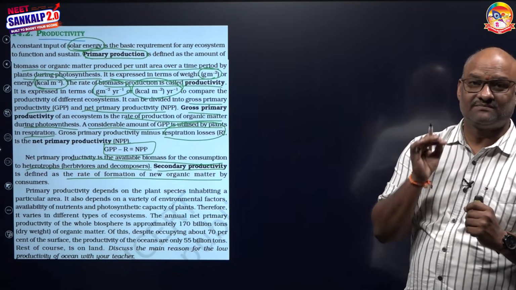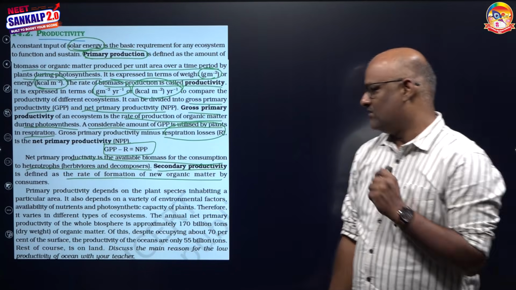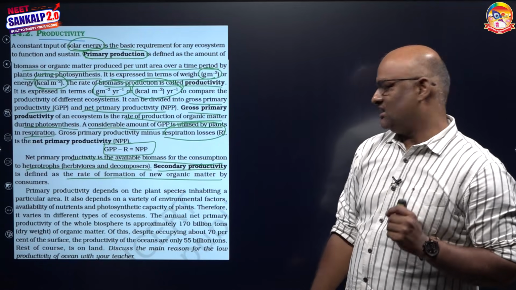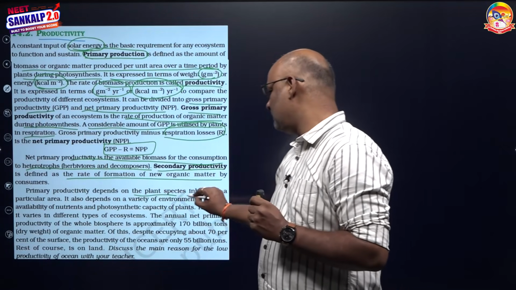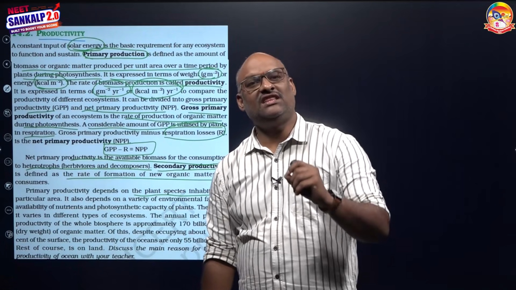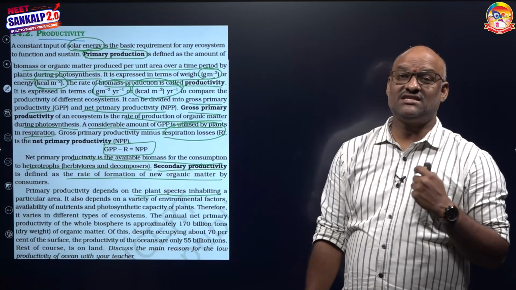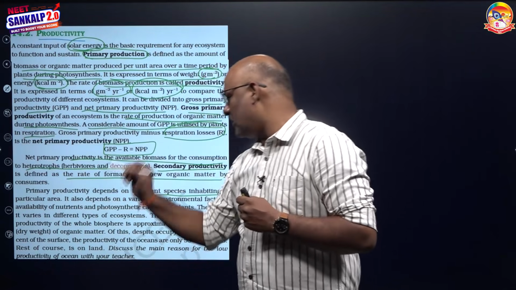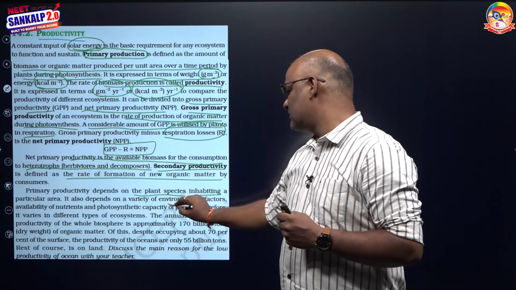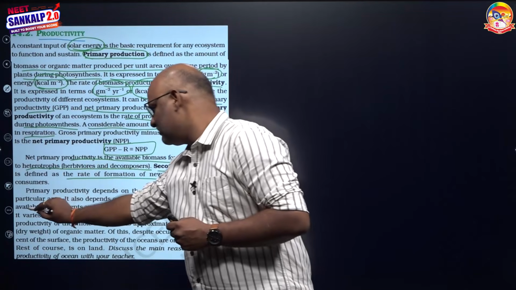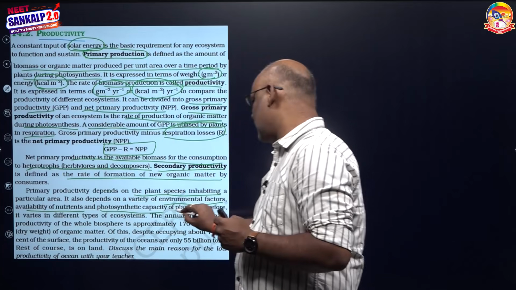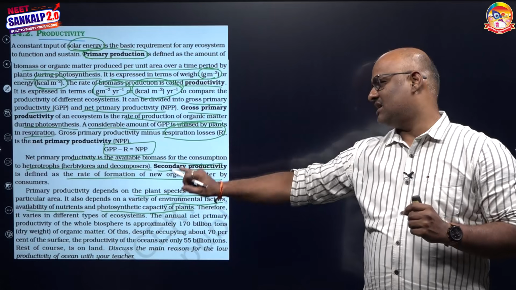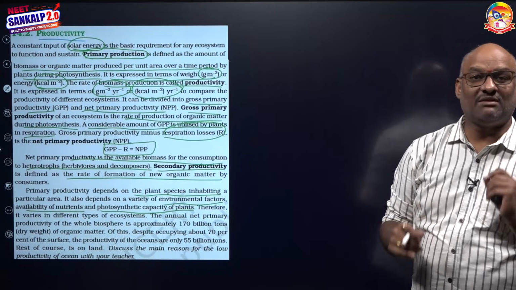Okay. Now there is some information given here. What factors decide the primary productivity? Primary productivity depends on the plant species which are present in that particular area. Primary productivity depends on environmental factors, availability of nutrients and photosynthetic capacity of the plants.